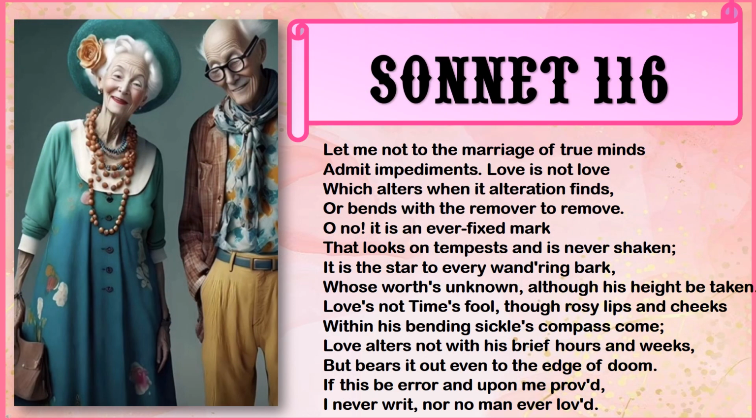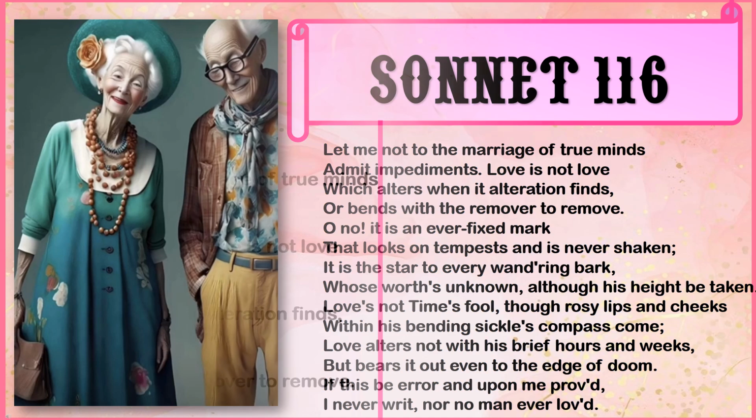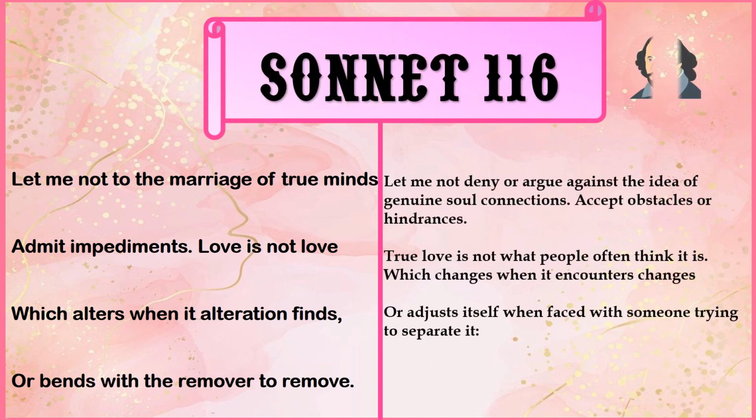Here is an image alongside the Sonnet 116. So let's get started. In the first quatrain itself, the poet brings out the central idea of the sonnet. Let me not to the marriage of true minds admit impediments. Impediments are obstacles that come in the way of love.